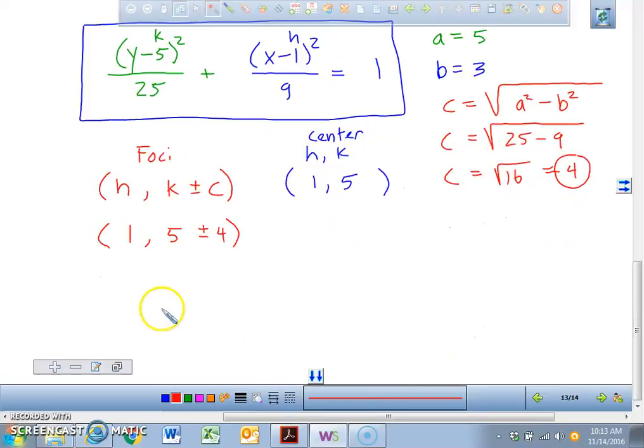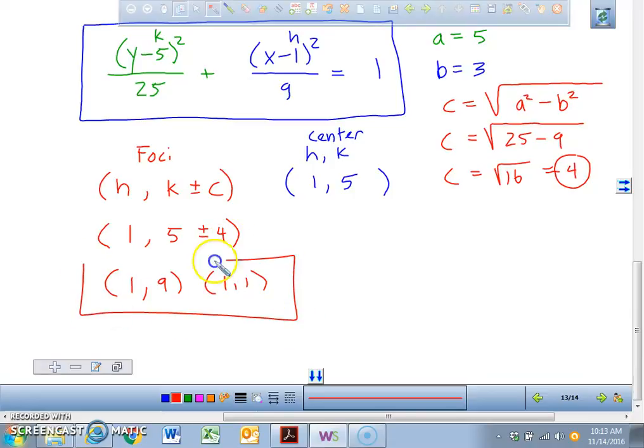Now, so what are our two foci? 1, comma, what's 5 plus 4? 9. And the other one is 5 minus 4. 1. So these right here are the location of the foci. Yep, plot them. So now we're going to go to our paper. We're going to plot everything correctly on our paper.